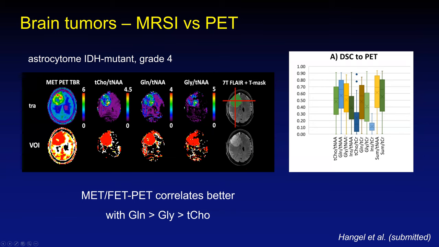And what's quite interesting is when we do calculate the similarity index, the DICE coefficients, it's interesting to observe that the correlation is better for methionine PET, which is also an amino acid tracer, for those metabolites that are also amino acids, like glutamine and glycine, for instance, which is having a better correlation, as you see here, for example, for the DICE coefficients reaching about 0.65. Also, this has recently been submitted.